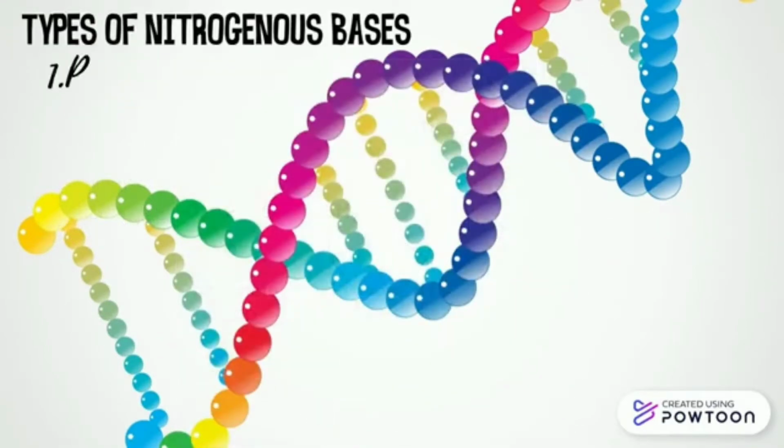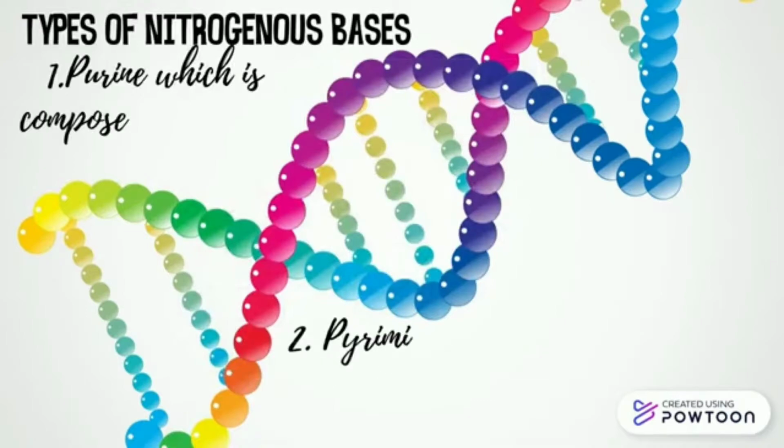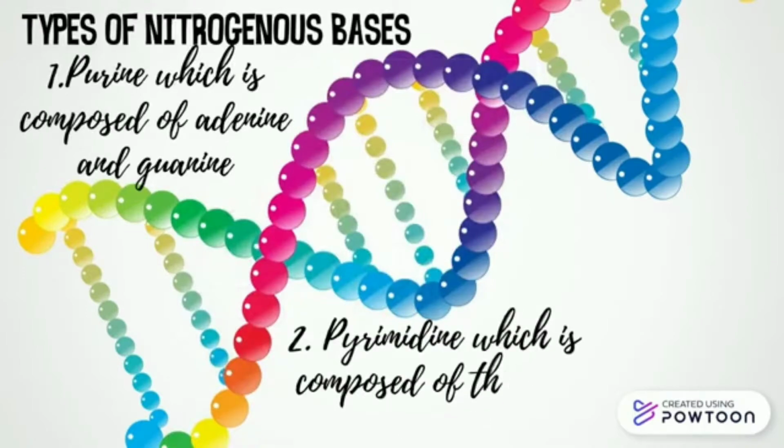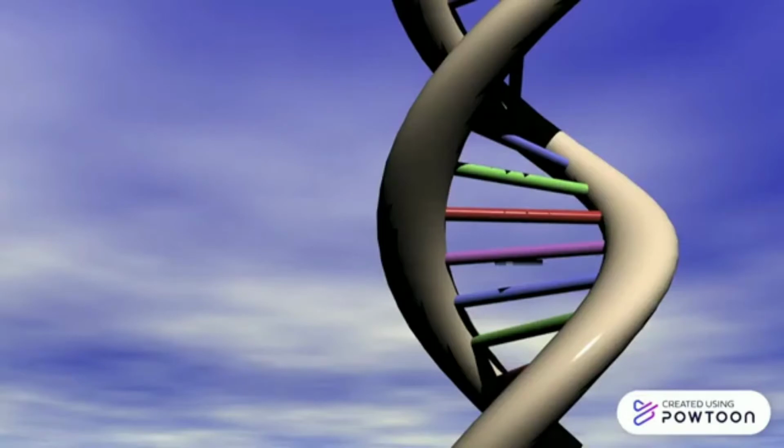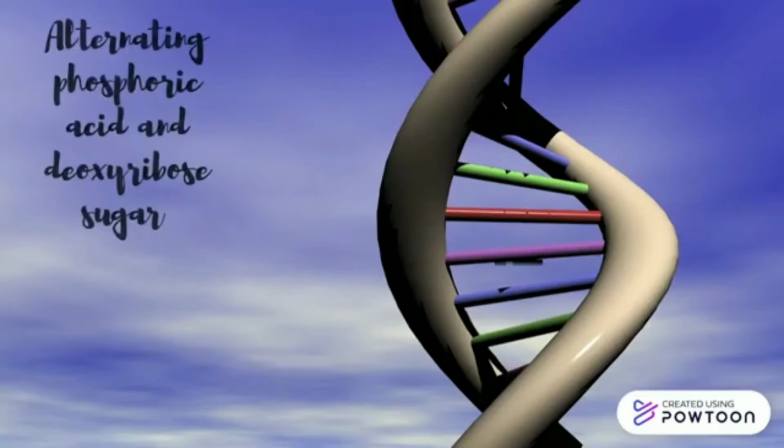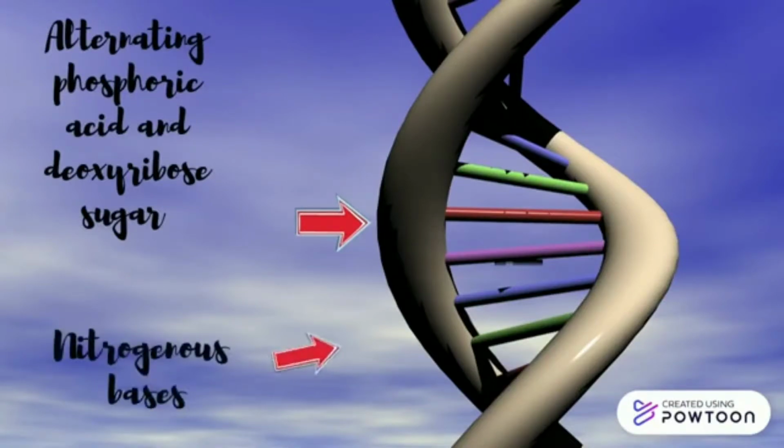One is purine, which is composed of adenine and guanine. Two is pyrimidine, which is composed of thymine and cytosine. Each strand of DNA is made up of alternating phosphoric acid and deoxyribosugar. Moreover, nitrogenous bases are attached in between the strands of alternating phosphoric acid and deoxyribosugar.